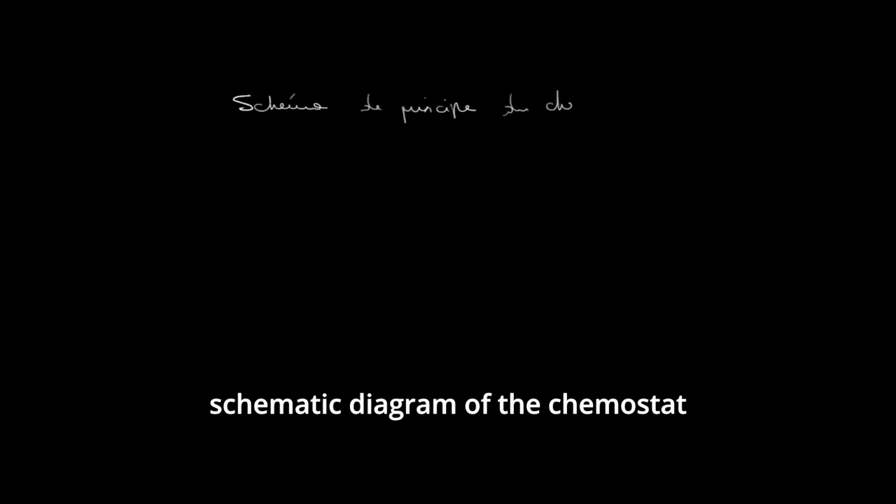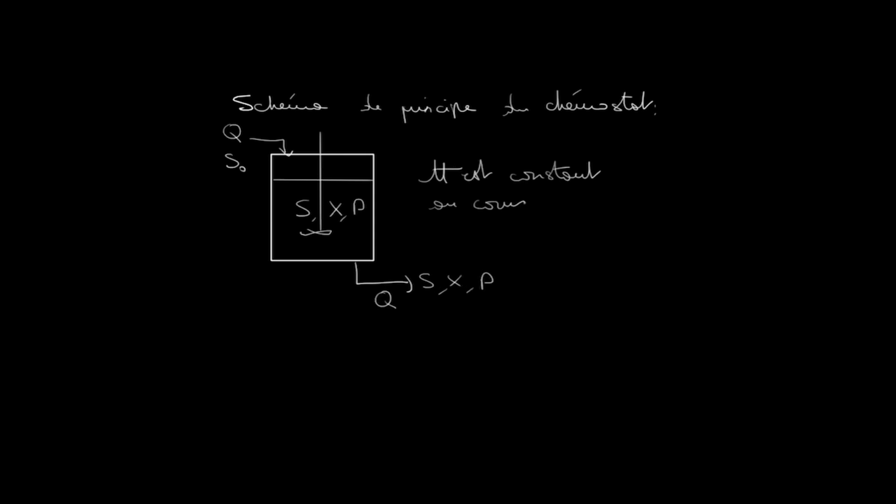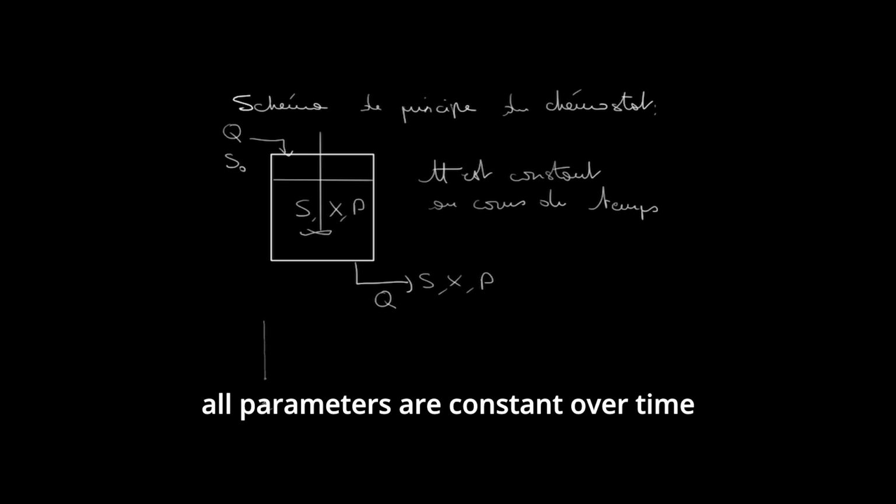We are going to start with a schematic diagram of a chemostat. The chemostat is an open, perfectly mixed reactor. Input flow rate is equivalent to output flow rate. The concentrations inside of the reactor are equivalent to the outlet concentrations. Everything is constant over time.